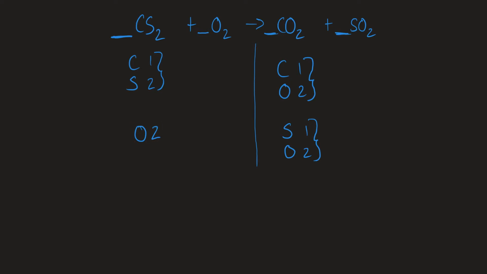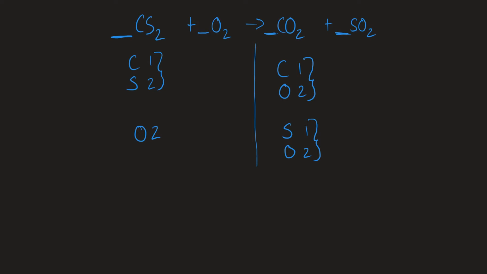Well, I'm never going to start with oxygen, because oxygen appears in too many places and it's just too hard to keep track of. I want to start with an element that appears in the fewest number of places. So that to me looks like carbon. I've got 1 carbon on the left, and carbon appears in 1 place on the right, and there's only 1 of them. And so the carbon is balanced.